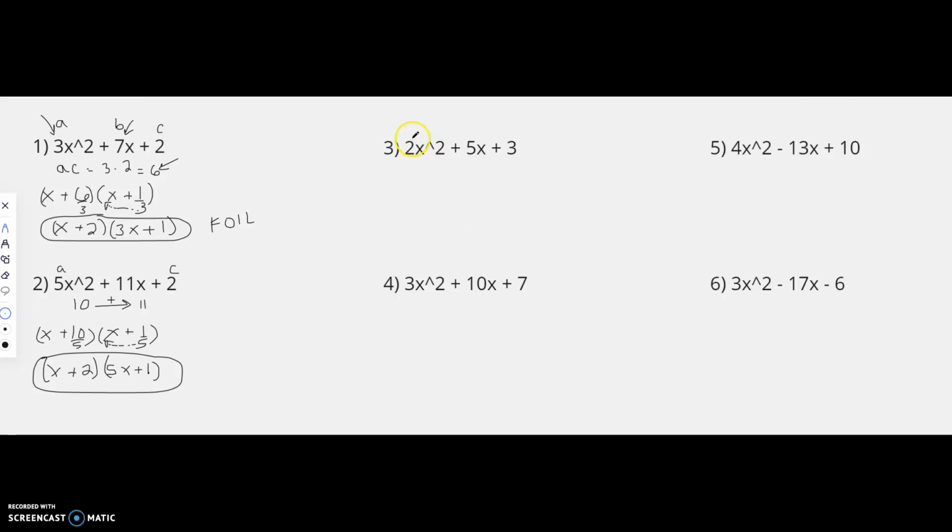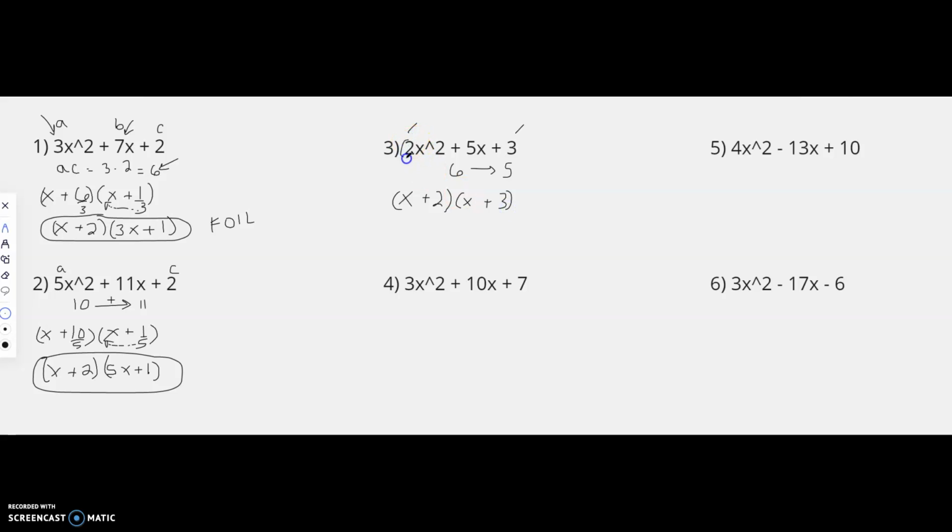Go to number 3. Our A and our C is 2 and 3. So we're looking for factors of 6 that add up to 5. And this time it's 2 and 3. 2 times 3 is 6. 2 plus 3 is 5. So this is not the final answer, it's just the setup.